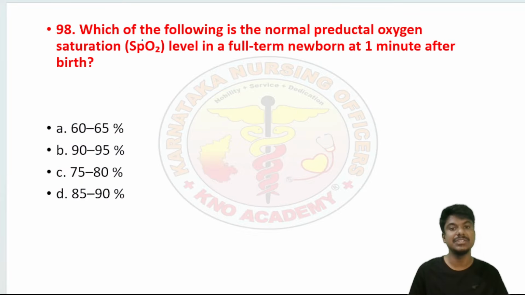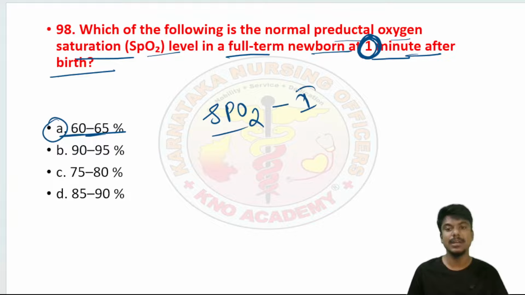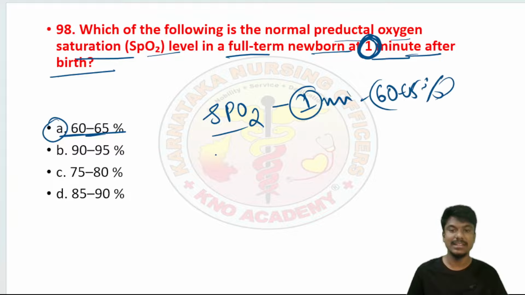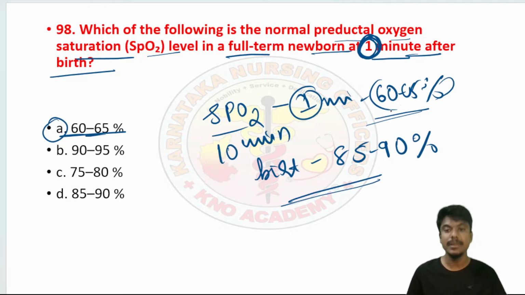Next question, 98th question. Which among the following is the normal preductal oxygen saturation, SpO2, in a full-term newborn at 1 minute? You should focus on 1 minute after birth. Here 60 to 65% is the right answer. The neonatal SpO2 at 1 minute after birth will be around 60 to 65 percent. If they ask about 10 minutes after birth, you should answer 85 to 90 percent. At 1 minute of birth the newborn SpO2 will be 60 to 65 percent, so option A is the right answer.